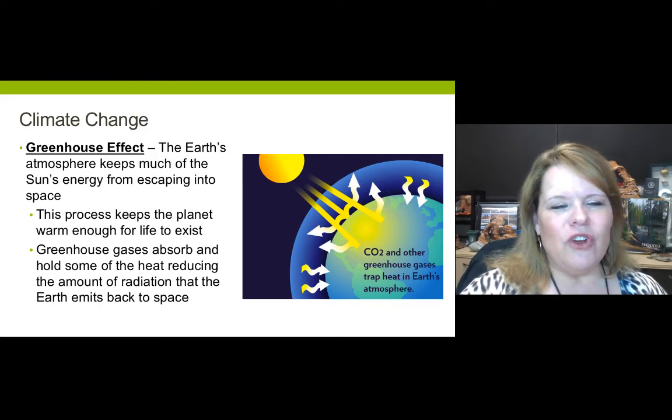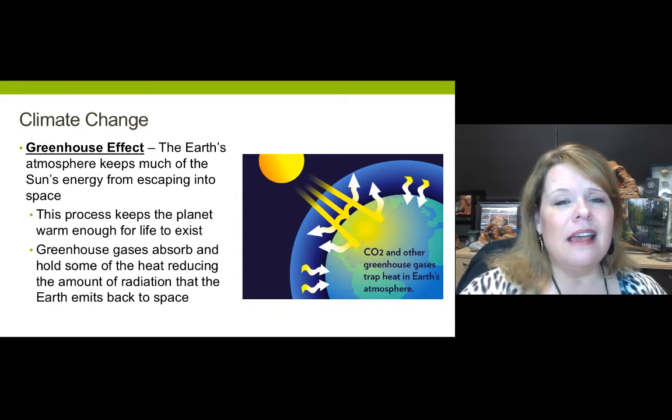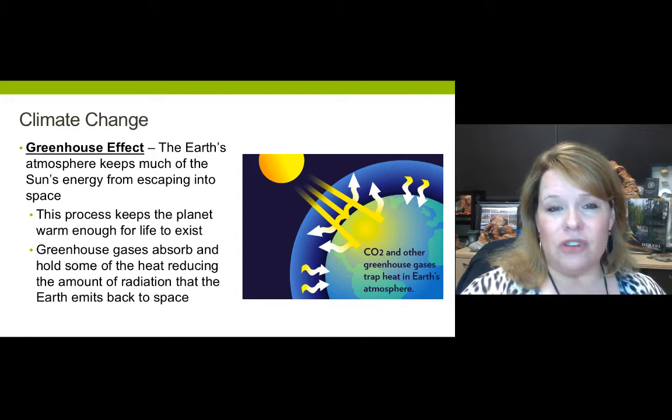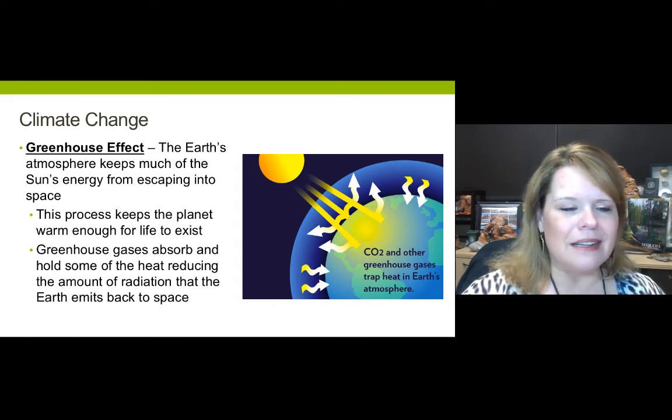The Earth's atmosphere keeps much of the sun's energy from escaping into space. This process helps the planet be warm enough for life like you and me to exist. So if we had this imbalance regularly, we would have extinction, and we might have a point where we can have no life if it was too cold or too hot.